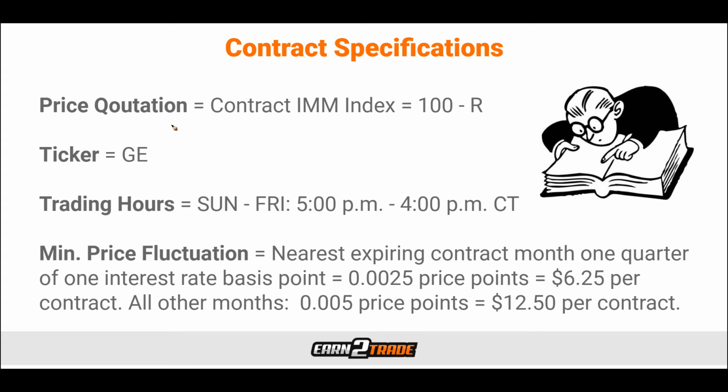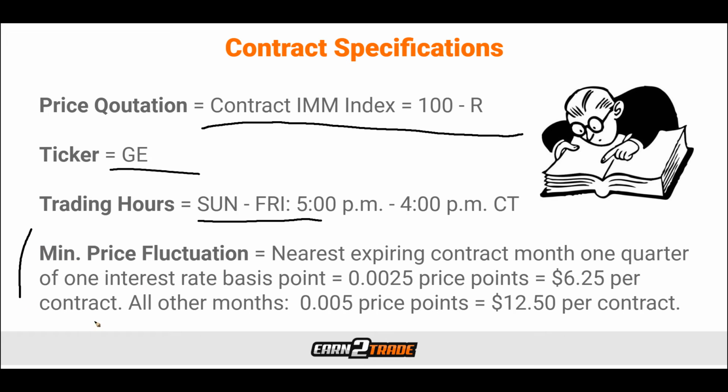But as far as the most important aspects of the contract, the price quotation we already discussed is going to be the contract IMM index equals 100 minus R, where R equals the interest rate. The ticker is going to be GE. That's how we opened up the Eurodollar futures at the very beginning portion of our video here today. And the trading hours will be Sunday through Friday, 5 p.m. to 4 p.m. Central Time, so nothing out of the ordinary there.